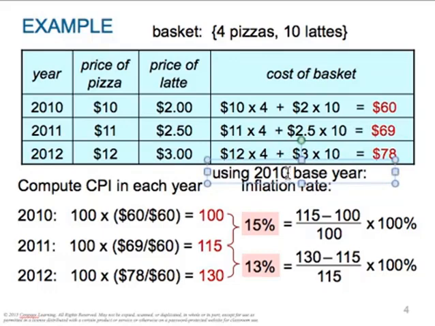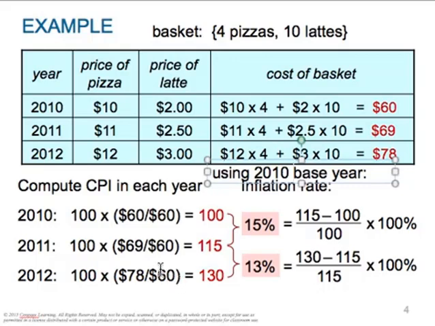All right. Now, we can compute CPI in each year and get the inflation rate. And here, in this example, we're using 2010 as the base year. Now, in 2010, we take 100 times 60 over 60, because that's the cost of our basket in the base year and the cost of our basket this year. We get 100. Okay. 2011, cost of the basket is $69 and the base year was 60. Again, we're using 2010 here as the base year. We get 115, multiplied by 100, put in percentage terms.